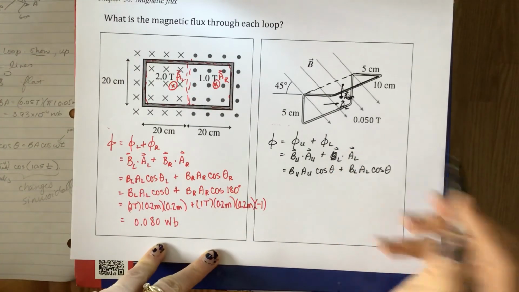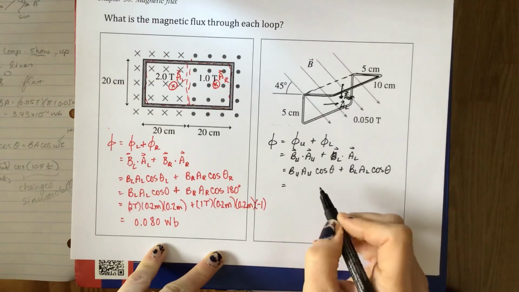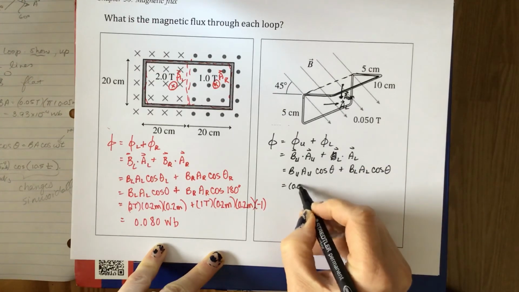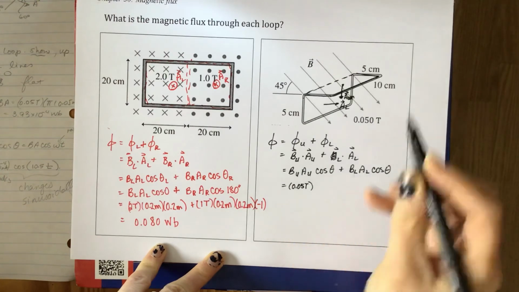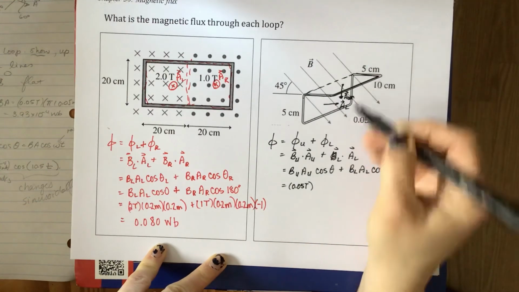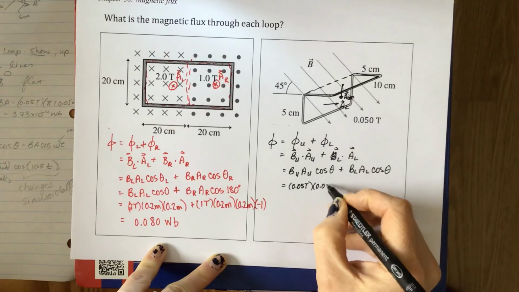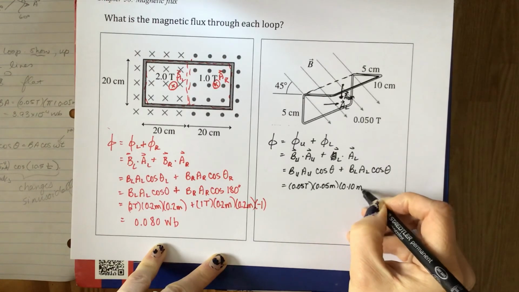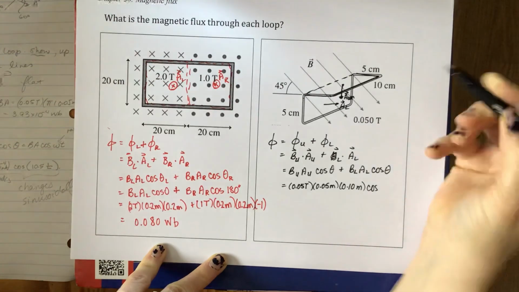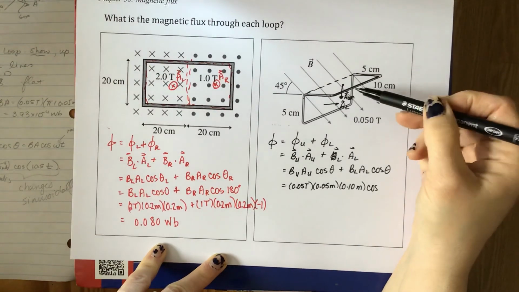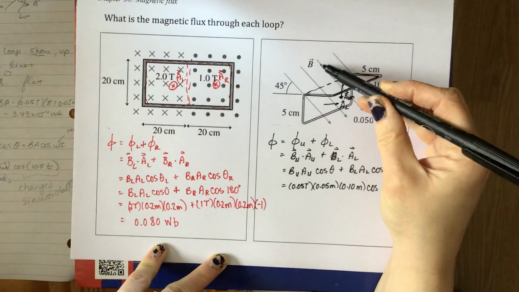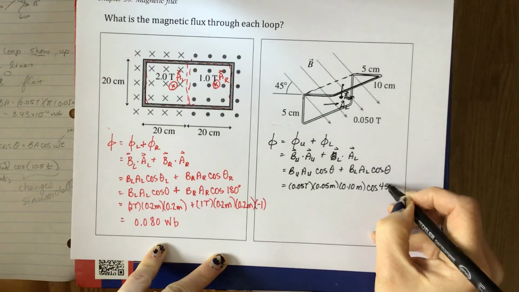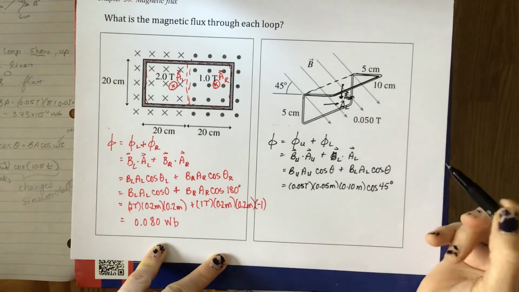So this time it's the two area vectors that are different. So the magnetic field on the upper part, 0.05 Teslas. The area for the upper part is 5 centimeters by 10 centimeters. Put that in meters, of course. Cosine of the angle between the area and the magnetic field. The area is down, the magnetic field is at a 45, so the angle between those two guys is 45 degrees. That's for the upper part of the loop.